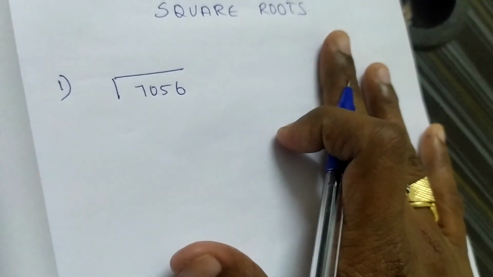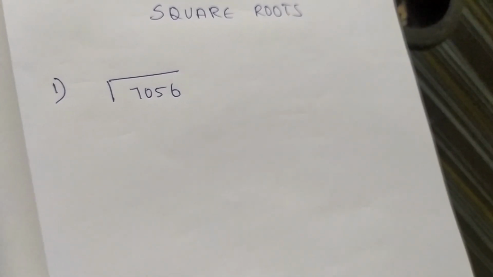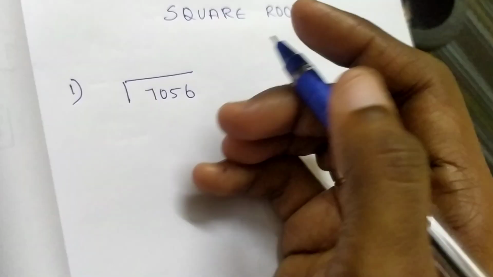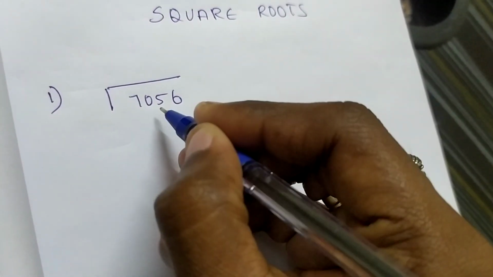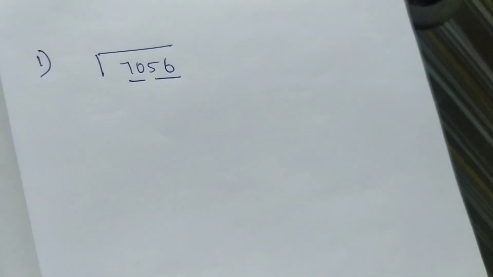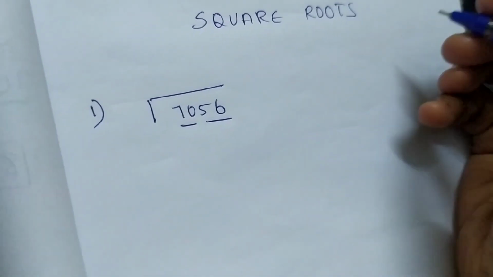I am going to find the square root of 7056. First thing what I am going to do is split this number into two digits like this. From the last only you have to do, not from this side. So 2 digits. Here see this first 2 digit number, it's like 70 is coming.